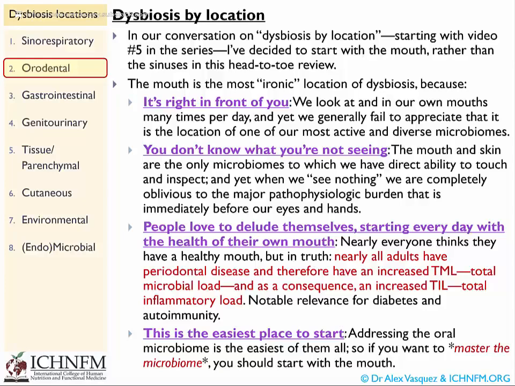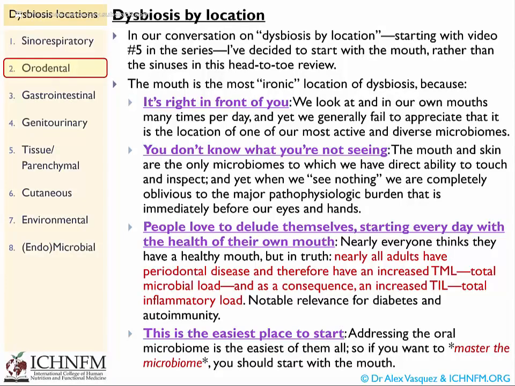Starting with the mouth is the easiest place to start. Addressing the oral microbiome is the easiest of them all, so if you want to master the microbiome, you should start with the mouth, and I'll invite you to start with your own mouth, because most adults have periodontal or gum disease, and I'll show you some more information on that, of course, as we go through.